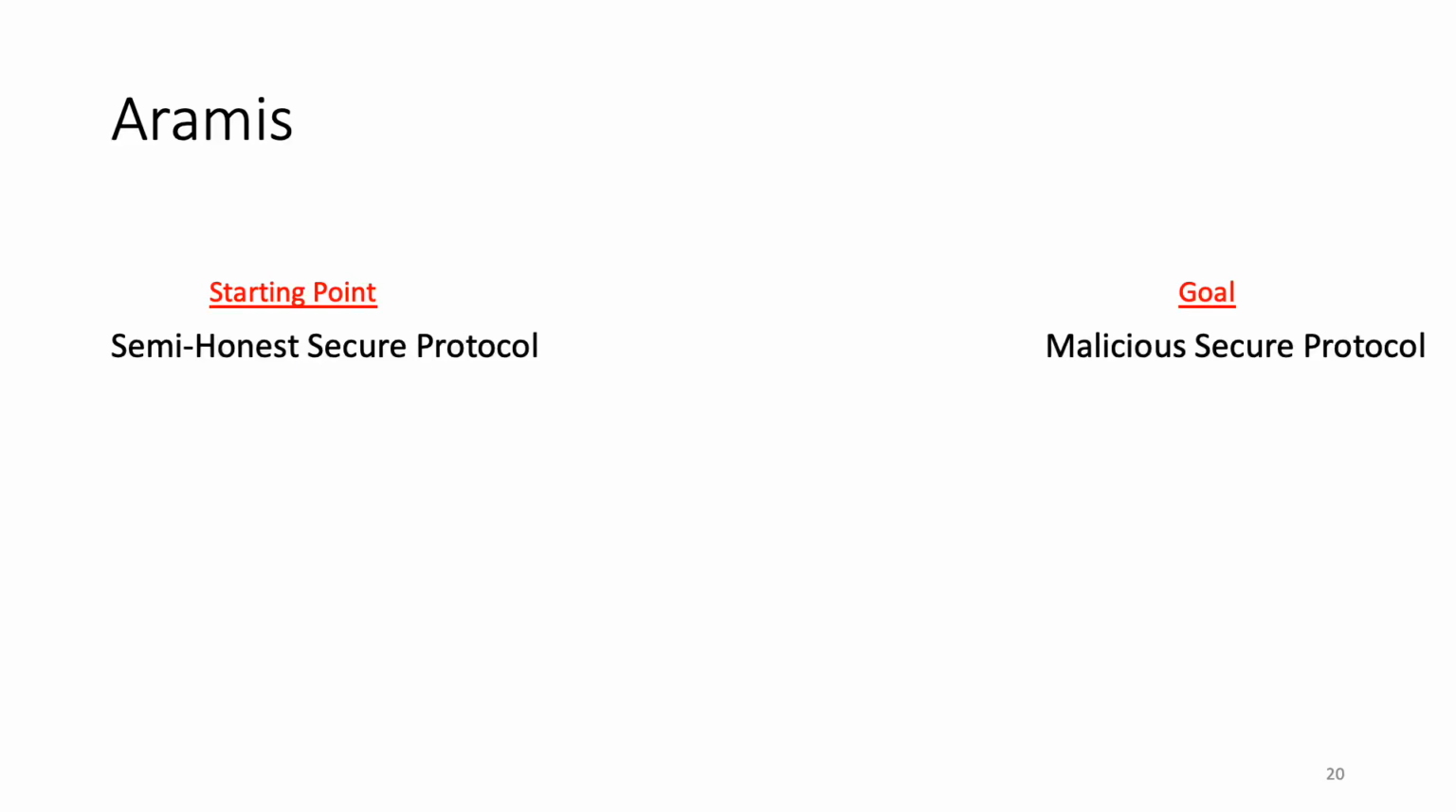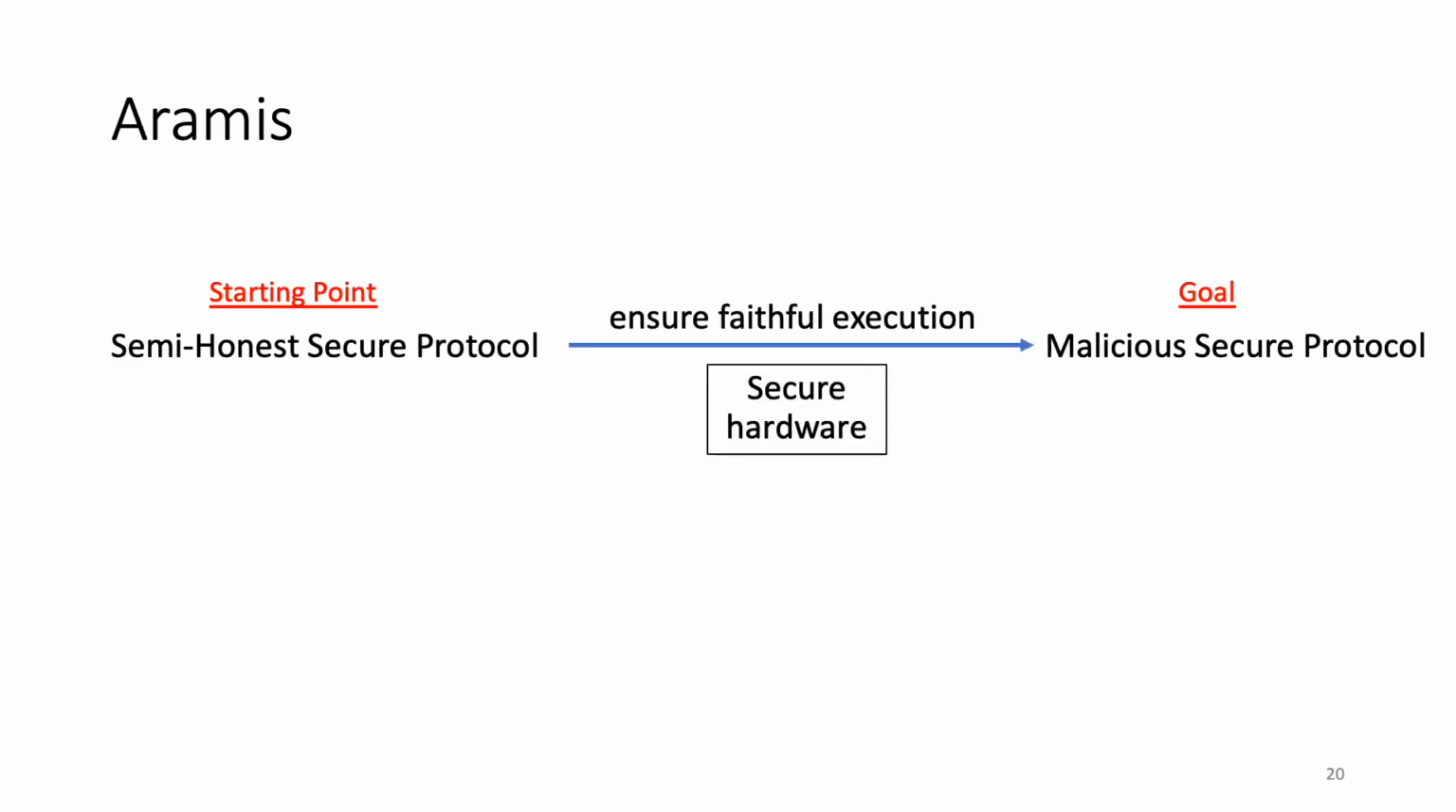Recall that in semi-honest security, it is assumed that the participants in the protocol will be following the protocol honestly, whereas in a maliciously secure protocol, the participants can arbitrarily deviate from the protocol. If then there were a mechanism by which we could force the parties to follow the protocol specification, then we could convert the semi-honest protocol to a maliciously secure protocol. This is where we use the secure hardware providing integrity guarantees and use it to ensure that the parties are doing a faithful execution of the protocol.